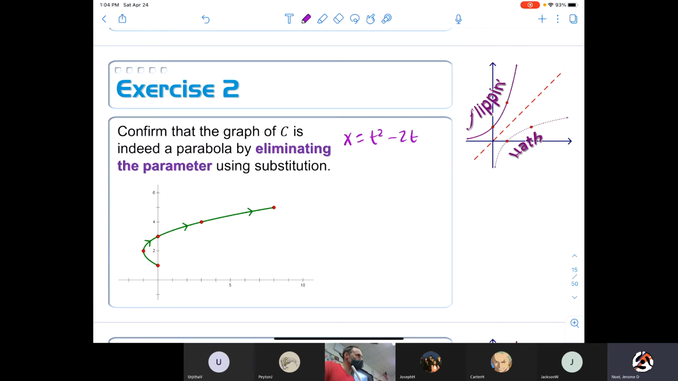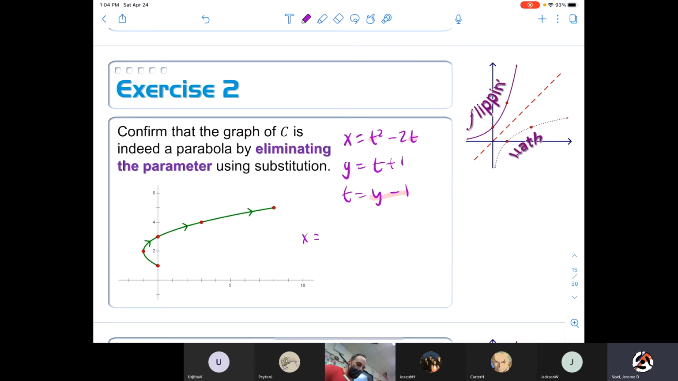And then y was equal to t plus 1. Which of those is obviously easier to solve for? Factor out a t? All right, so I've got t is equal to y minus 1. And now we'll take this y minus 1 and cram it in for t right up in here, right?